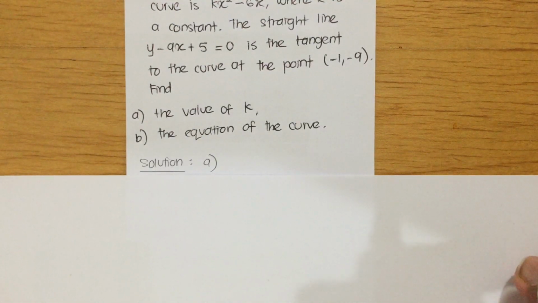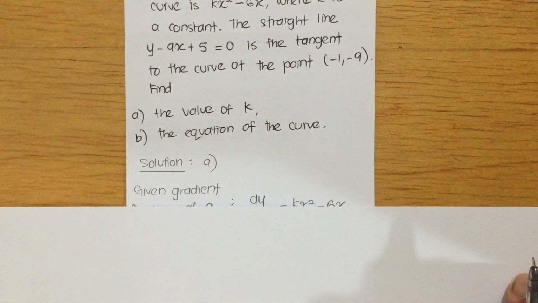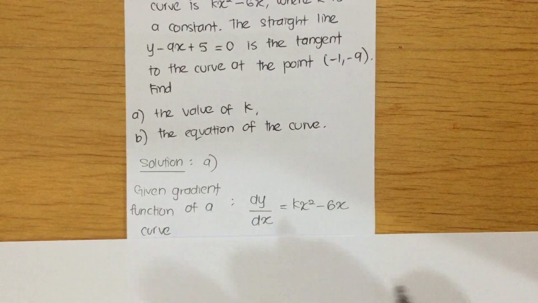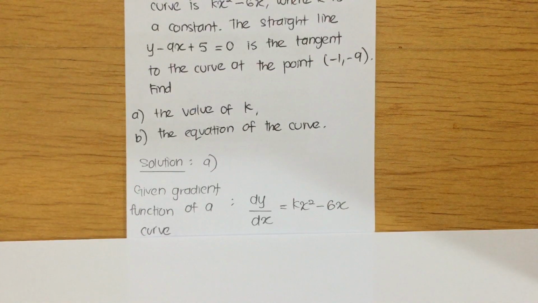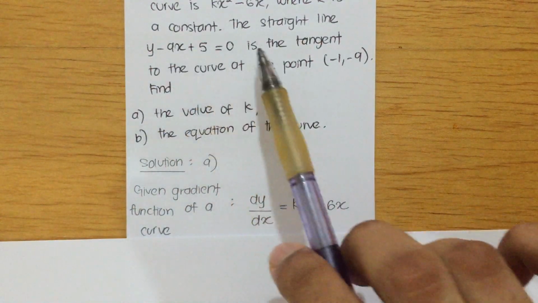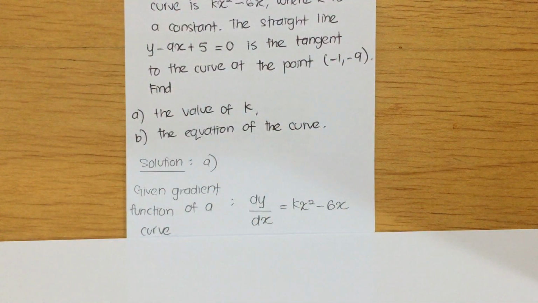Okay, this is the solution for question part A. Given the gradient function of a curve is dy/dx equals kx squared minus 6x, and in the question they've already given us the straight line y minus 9x plus 5 is the tangent to the curve at the point (-1, -9).